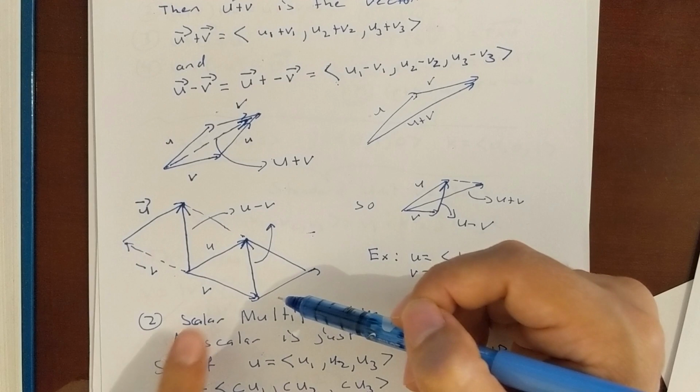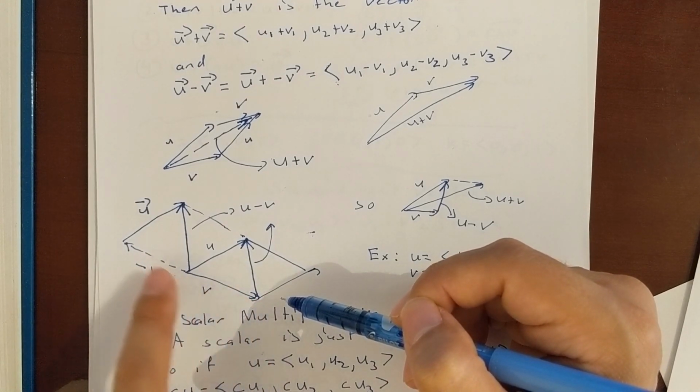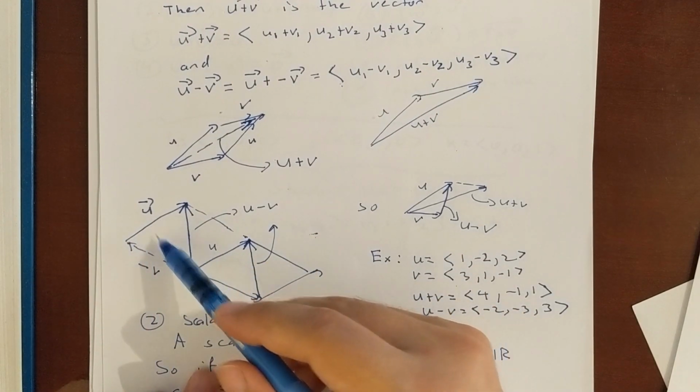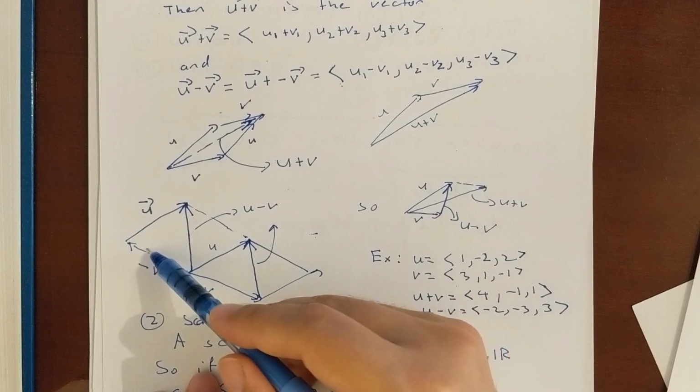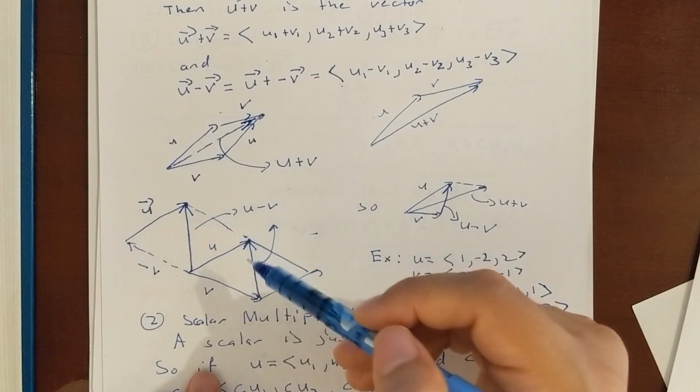Now, minus v means just flip your vector and go the opposite direction. So if v is going this way, minus v is going to be this way. So I copied u. Again, this would be a parallelogram. So here's minus v plus u. In other words, this would be the vector u minus v.